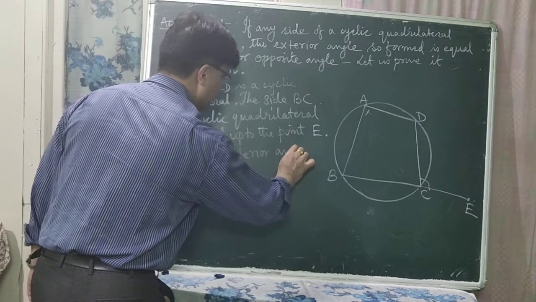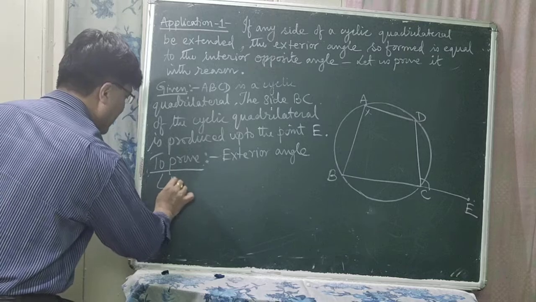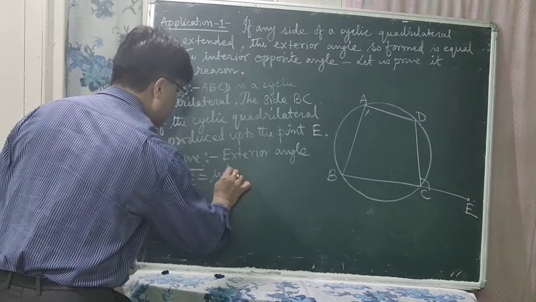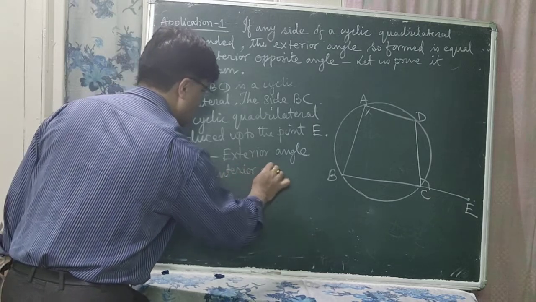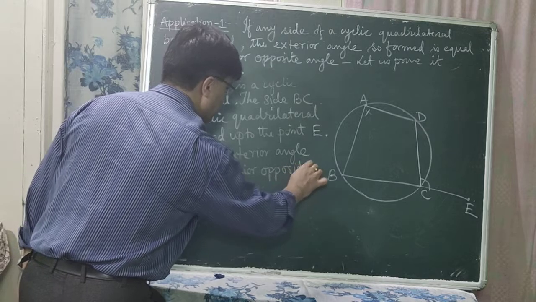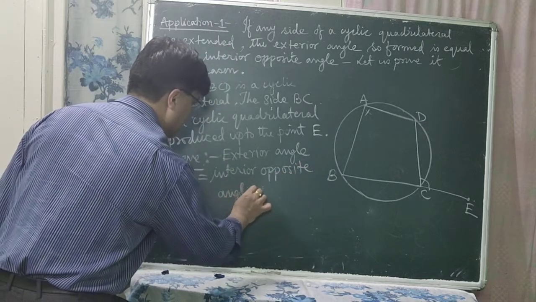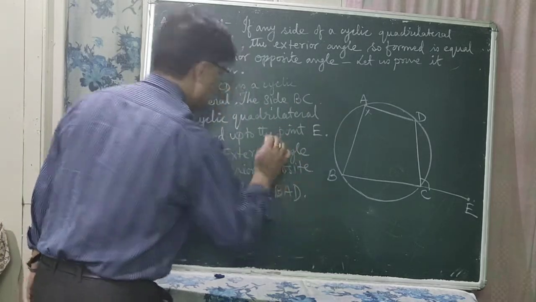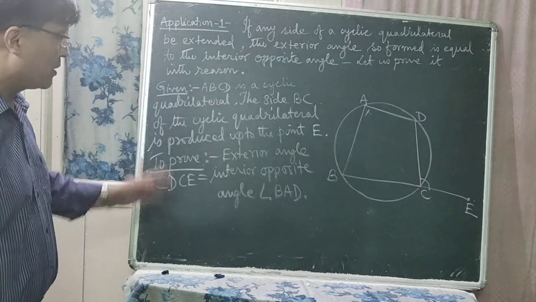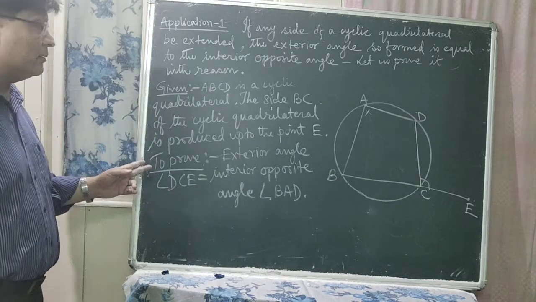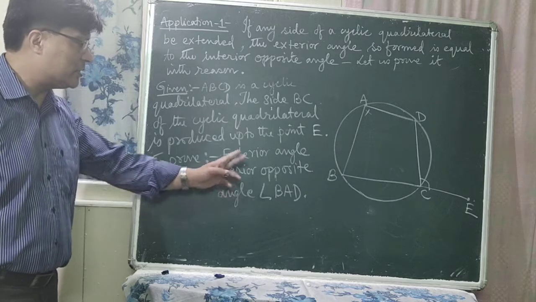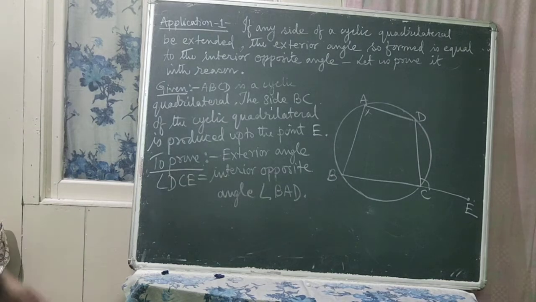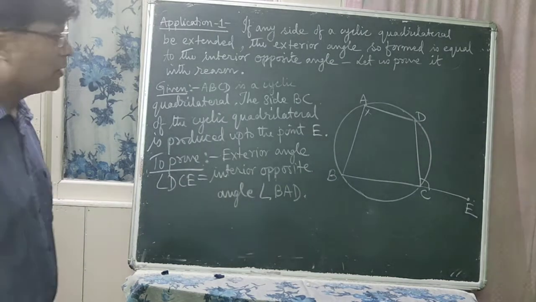Exterior angle, which is the exterior angle here, angle DCE is equal to interior opposite angle, that is angle BAD. Is that clear now? You have to prove that exterior angle DCE is equal to interior opposite angle BAD. So I think you have understood this application number 1. So let us prove it now.